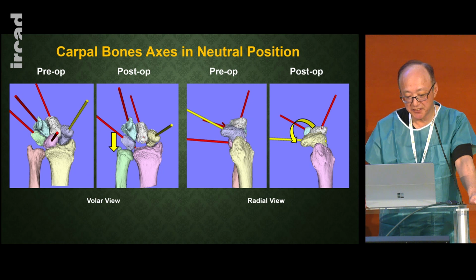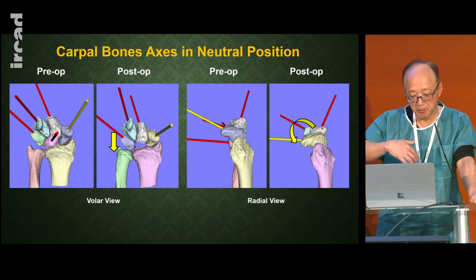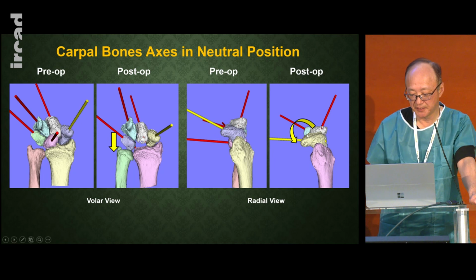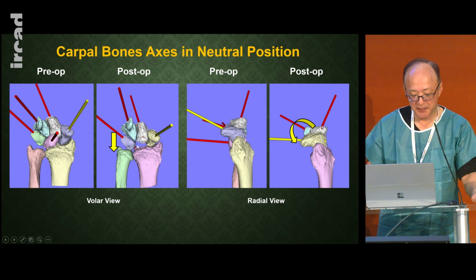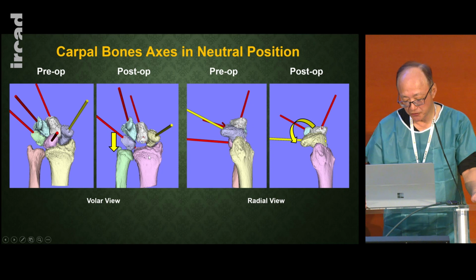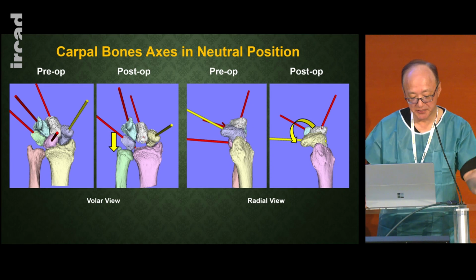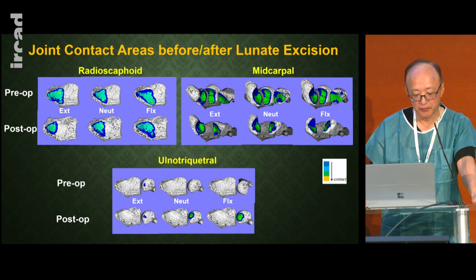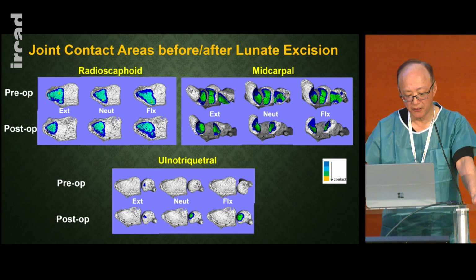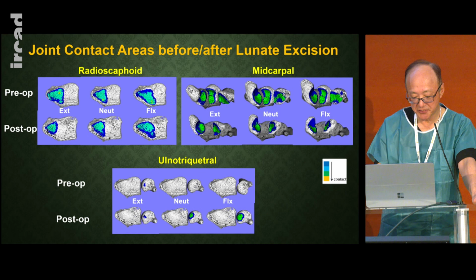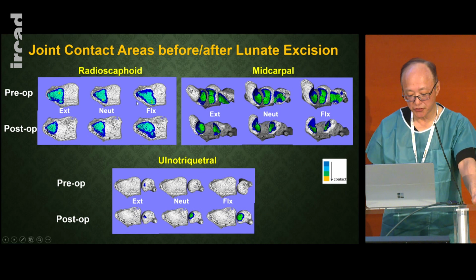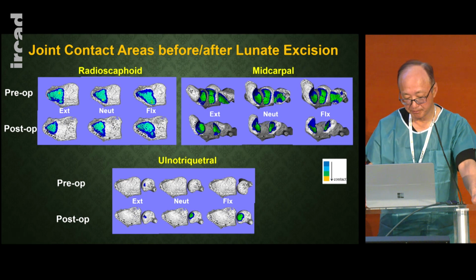How about the carpal bone axis in neutral position? Post-op, the scaphoid is flexed like this, and the triquetrum moves downward, and the distance between the triquetrum, lunate and ulna is decreased. This is the joint contact area before and after lunate excision alone. In the radioscaphoid and midcarpal areas, there was no change by the lunate resection. However, the ulnotriquetral distance decreased post-op.